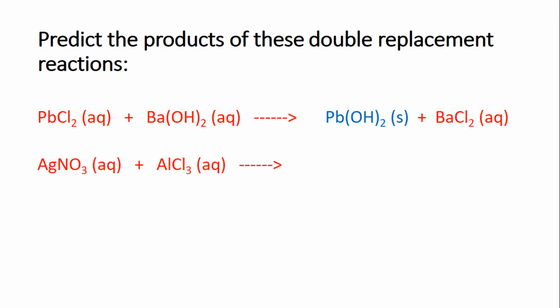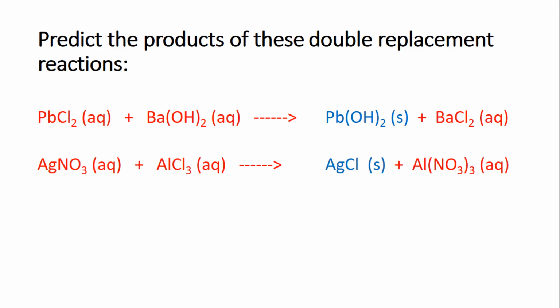In the second example, the two solutions that we are working with are called silver nitrate and aluminum chloride. Pause the video for a moment. Predict the two formulas of the products, consult the solubility chart, and determine which one of the products is the precipitate. In this chemical reaction, the two compounds that form are called silver chloride and aluminum nitrate.